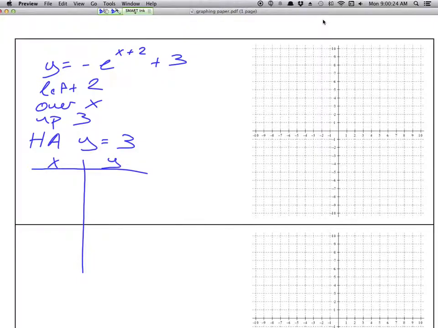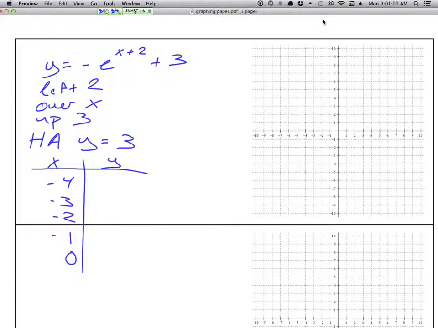So I have x and y, and what is it I want to identify with my t-chart? It would be whatever makes my exponent 0. So what makes my exponent 0 here? Negative 2. So then I pick 2 numbers bigger than negative 2 and 2 numbers smaller than negative 2. And then I'm going to need my calculator to work these out.